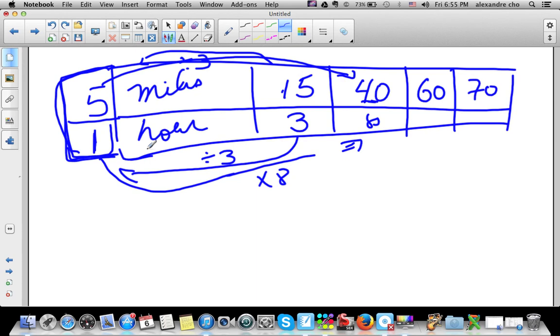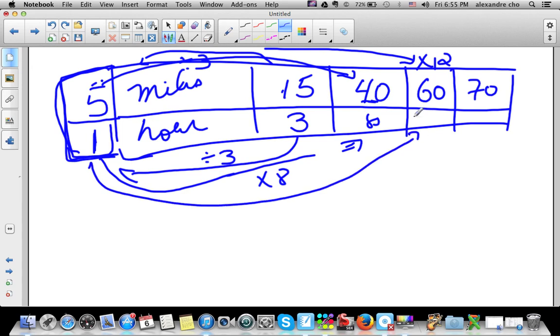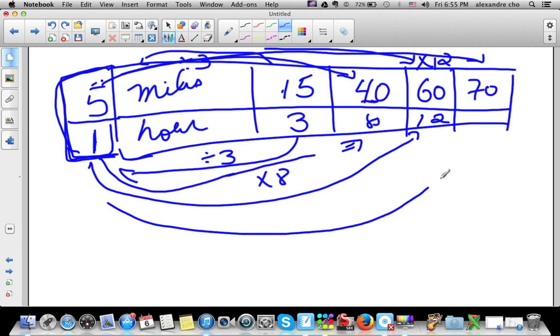So from 5 to 60, it's a growth of times 12. And guess what? The bottom is also going to be times 12, giving us 12 hours. And finally, the top one from 5 to 70 is the growth of times 14. And guess what? The bottom from 1 is times 14, giving us 14.